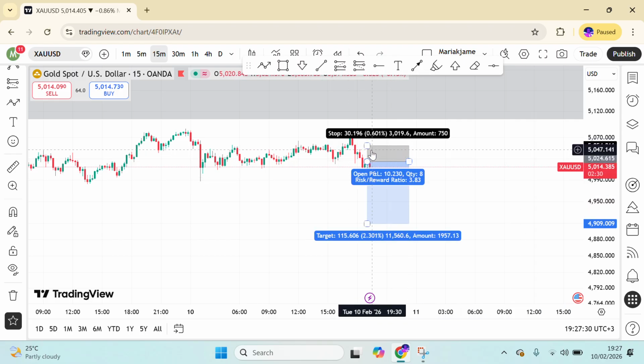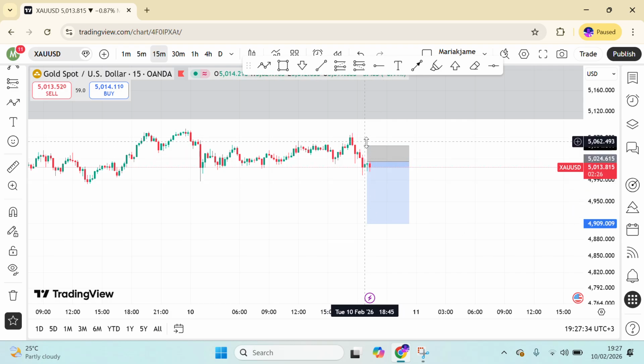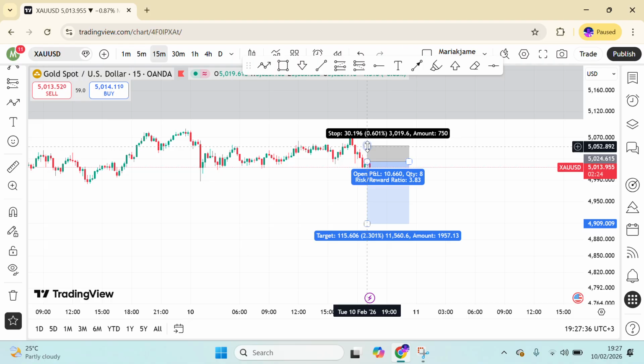So now we have reduced our stop loss, meaning we are supposed to lose 30 pips here. 30 pips times the money that you are risking. That is where you will get the money that you are losing and what you are targeting. So our target is 115, as we are seeing here, 115 pips, times your money that you are risking.